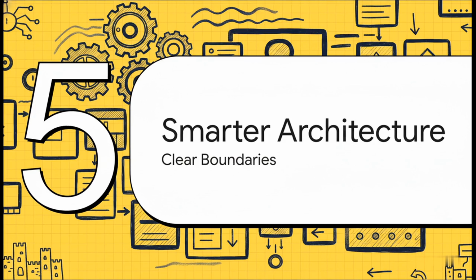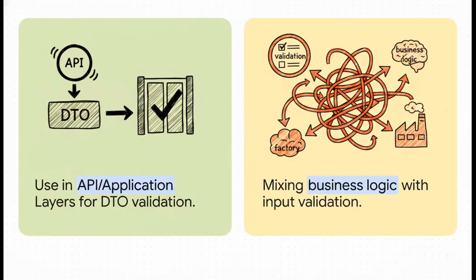We're talking about creating clear separation between different parts of your code, and that leads to code that's way easier to maintain, way easier to test, and just easier to understand. So here's the key principle. You have to know where your validation belongs. Think of it like a bouncer at a club. Its job is to check the ID. Is the data coming in the right shape? Is it valid? That's what you do in your API layer with your DTOs.